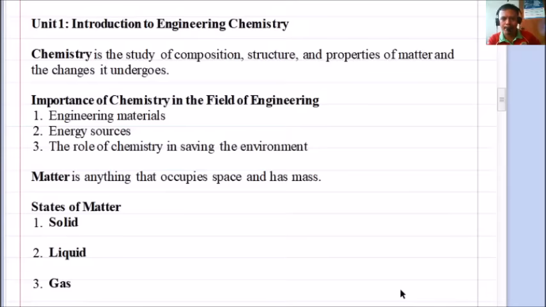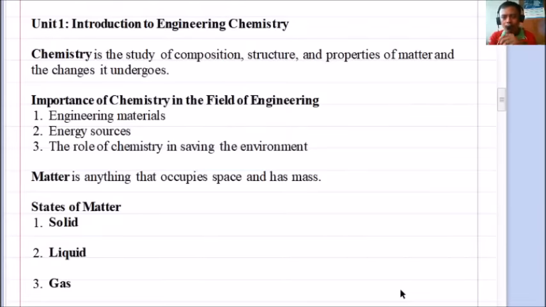The second one is energy sources. The study of chemistry is also important in managing different sources of energy, for example fuels, gasoline, methane, and the different kinds of energy like solar energy and nuclear energy, since we are talking about the changes that matter undergoes, as well as batteries. A battery has chemical energy as its input, which it converts into electrical energy.